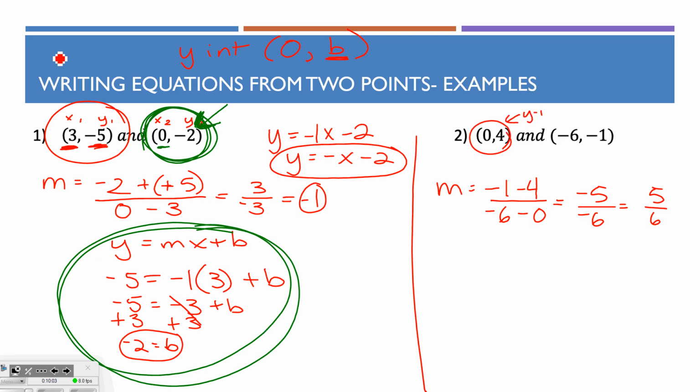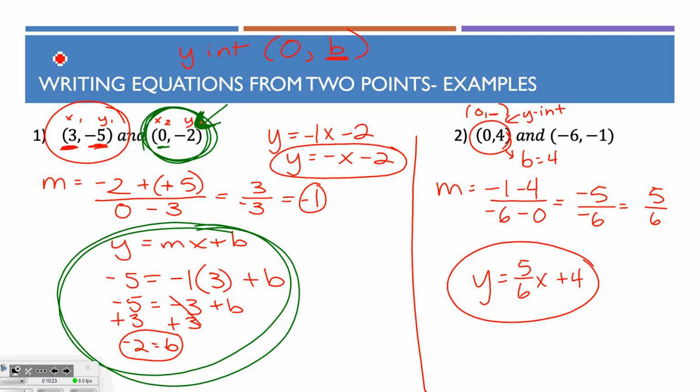This is my y-intercept because it's 0, comma something, right? What is that something? It's 4. So that tells me that b is 4. I don't have to do the work. So now I can just jump right to my equation. y equals 5 over 6 x plus 4. And if you wanted to double check, you could plug in an x and y value and see what happens. When you solve for b, you would have gotten 4.